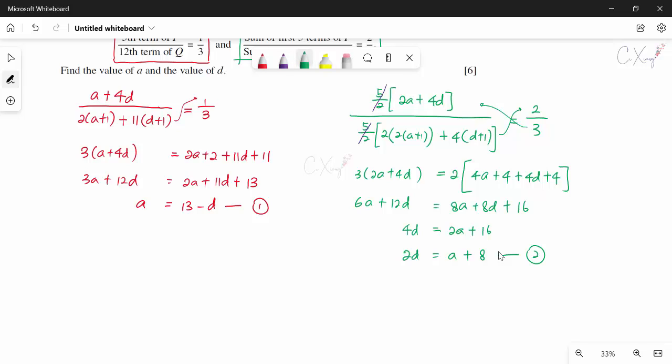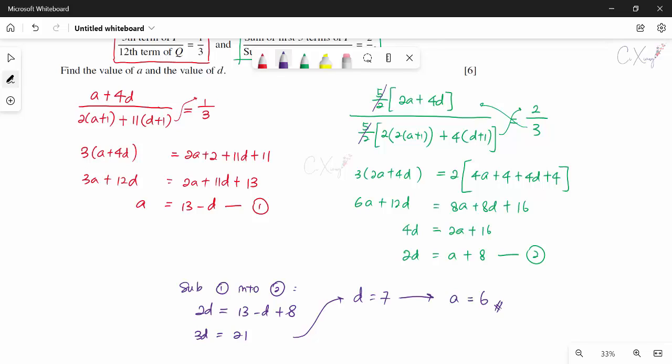All right, so I will substitute 1 into 2. What I will have here is 2d equals 13 minus d plus a. So 3d equals 21. Therefore, d is equal to 7. After that, a is equal to 13 minus 7, which is 6. So this is how we solve it.